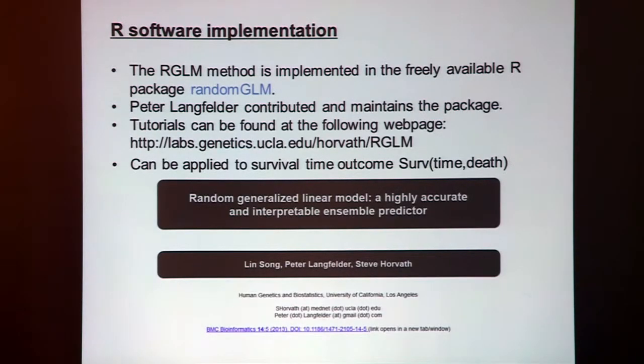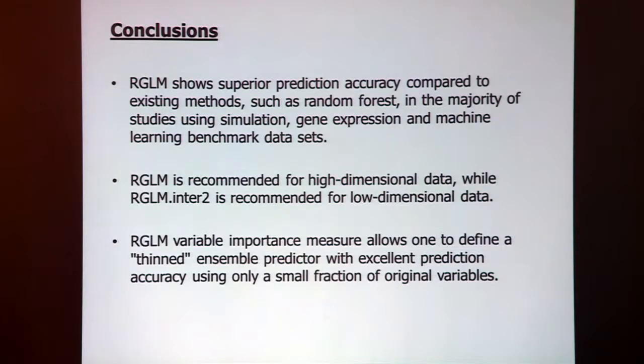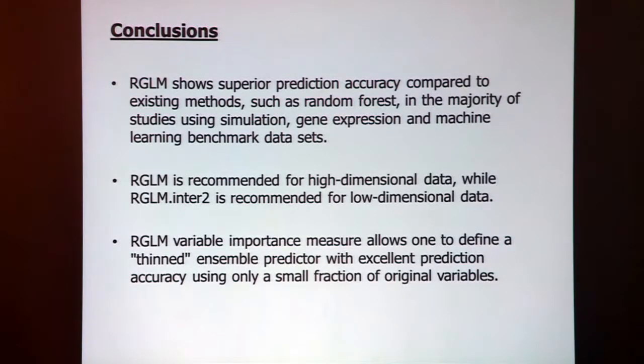As I mentioned, it's all implemented in an R package called Random GLM, and we have created several tutorials. I hope you try it out. I think it deserves a look based on the empirical data. And then I remind you, if you have a low-dimensional data set, let's say only 5 biomarkers or 10 biomarkers, then you want to create interaction terms in order to improve the performance.